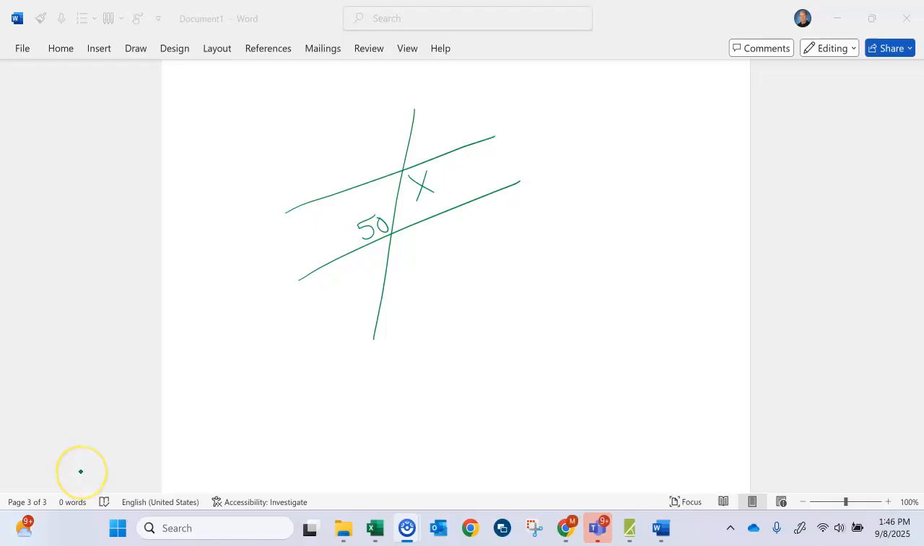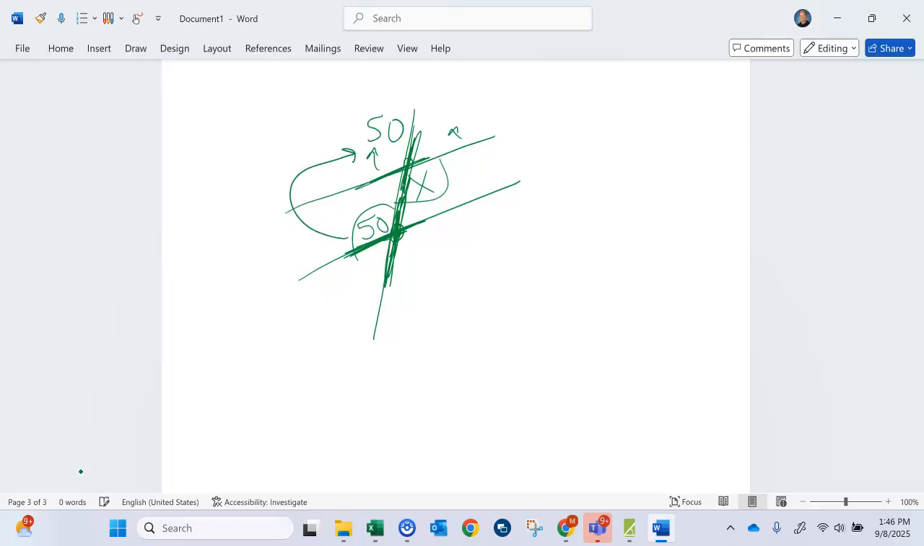Okay, let's try another one. What is x over here, this angle right here, if this angle is 50? Well, 50 is to the top of this line, so it's going to be the top of this line. It's either this or this. And it's to the left of this transversal, to the left of the transversal. So that means 50 goes there.